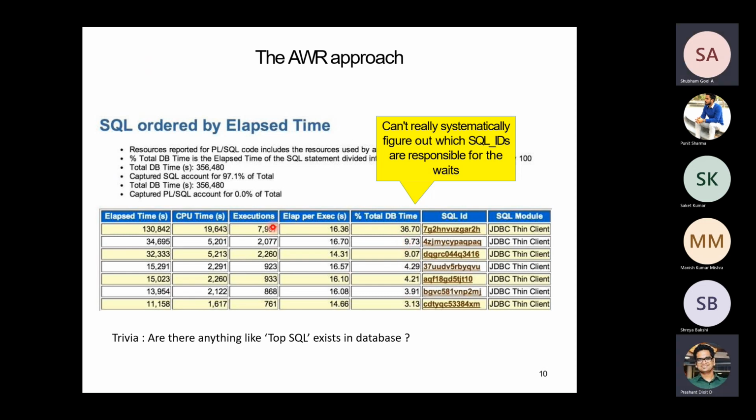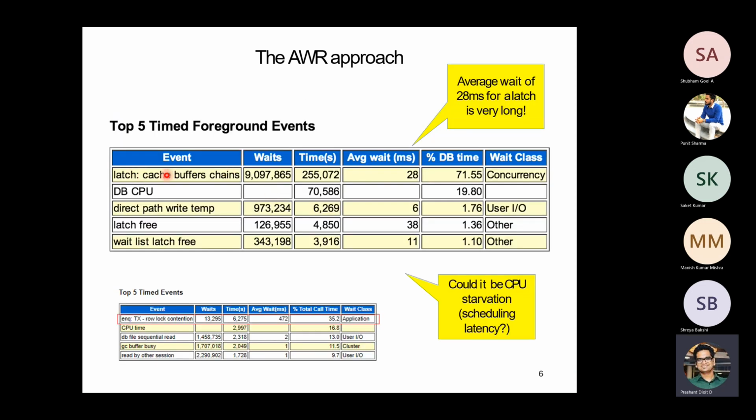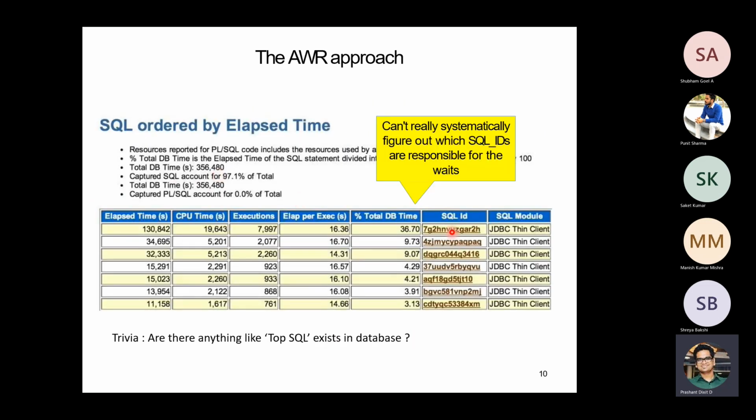And if you check, this SQL is actually not CPU intensive either. Why? Out of the total 130,842 elapsed time for almost 8,000 executions, the total CPU time spent is only 19,643. That means this SQL is not CPU intensive at all. There is something else that is bothering this SQL. And is it really this SQL only? Can you really figure that out? If the event latch cache buffer chains is happening, it could be because of this query, or it could be due to all of them. Am I right? Yeah. Correct. All right.